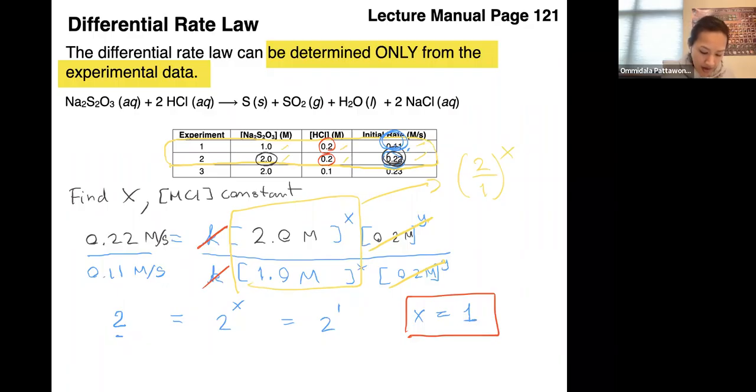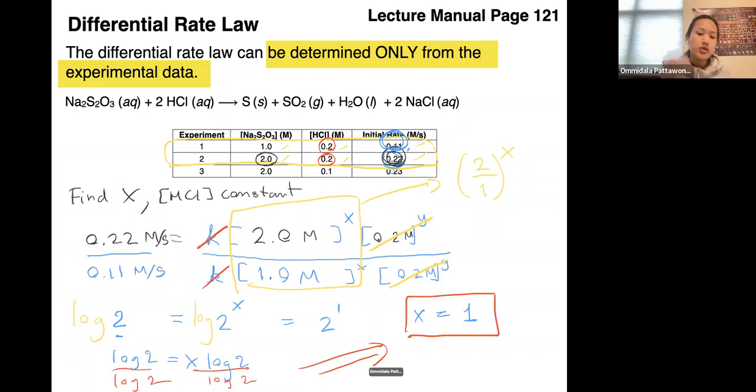So what if you don't know what the exponent is? You can use the log to help you with this. If you put log on both sides, you are going to be able to bring the x down. So you get x log 2 equal to log 2, and then you divide both sides by log 2. Therefore, x comes out equal to 1. You can do it either way.